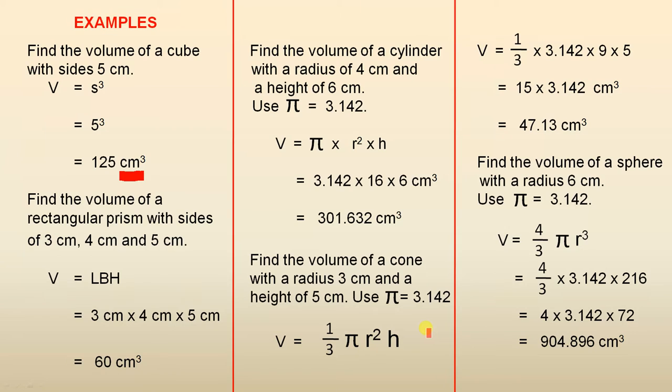The volume of a cone, the radius is 3 centimeters, and the height is 5. You're given the value of pi. Substitute into the formula here, do the working out, and your volume is 47.13 cubic centimeters. Find the volume of a sphere with a radius of 6 centimeters. There is your formula. Substitute into the formula, and there is your volume. So in each case, the volume is in cubic units, and all of those units here are centimeters, so it's cubic centimeters.